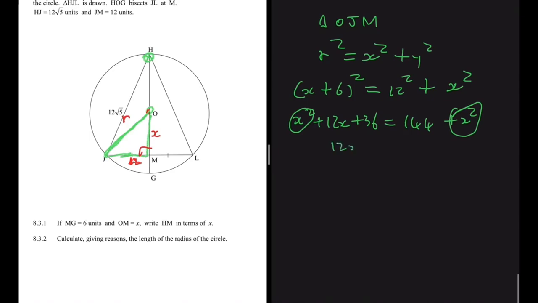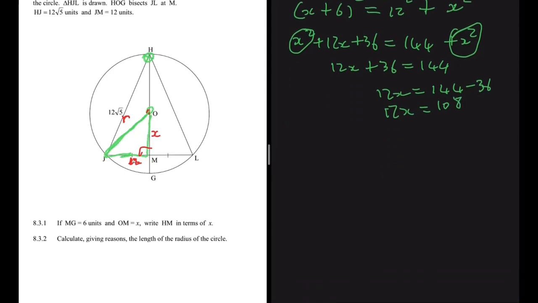We're going to be left with 12X plus 36 is equal to 144. So 12X is equal to 144 minus 36. So we have 12X being equal to 108. You divide both sides by 12, you get X is equal to 9, right? But then we're not looking for X, we're looking for R, right? And we know fully well that R is equal to X plus 6. So that will be 9 plus 6, 15.